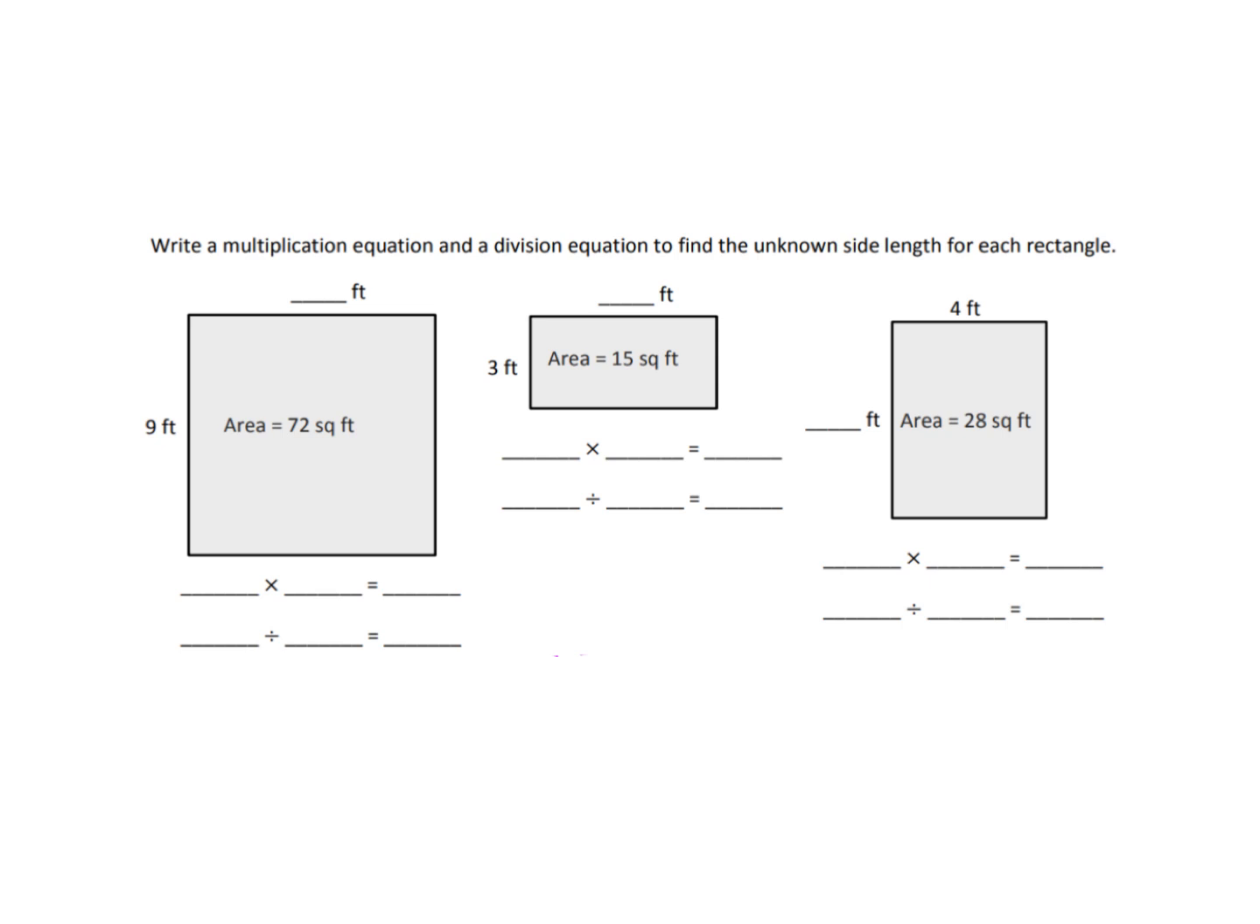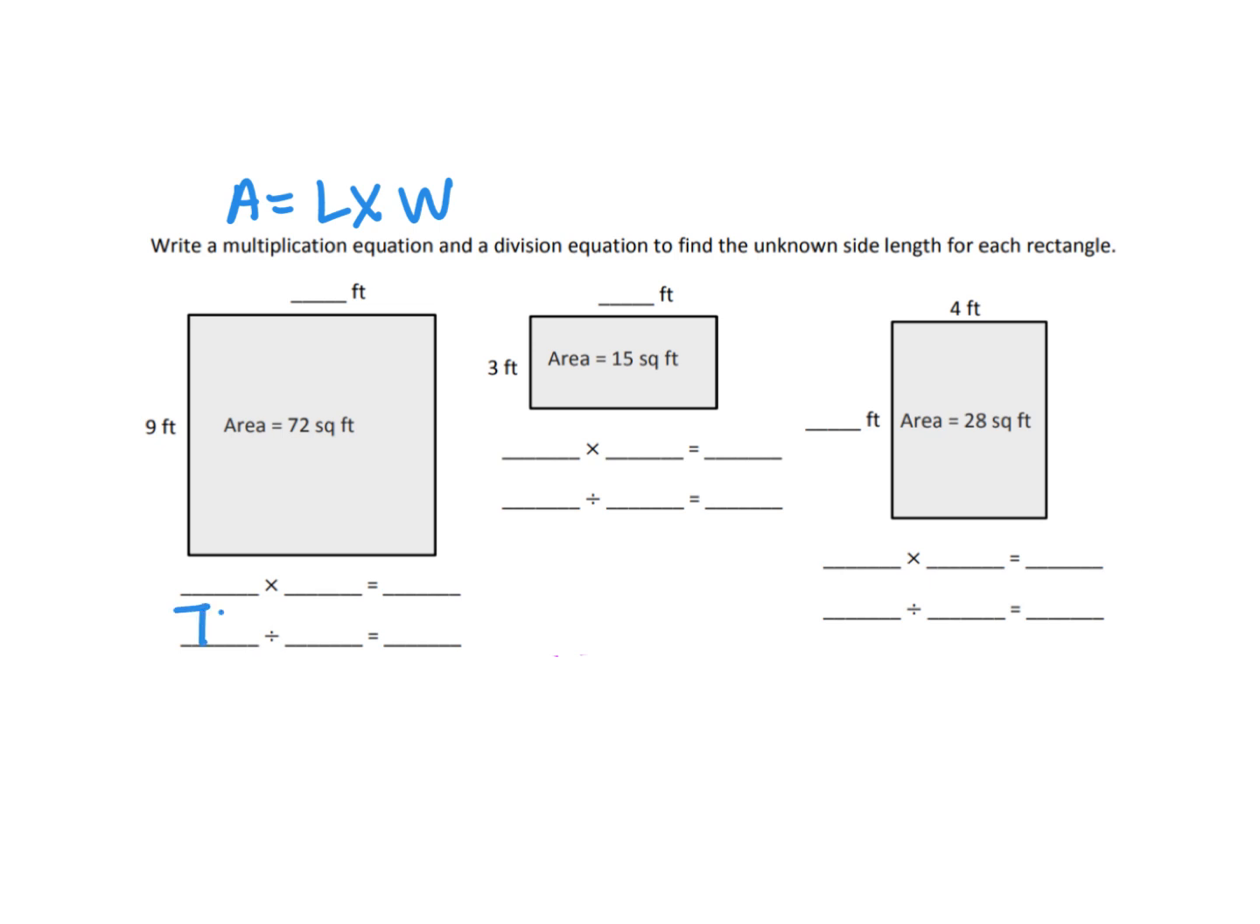Write a multiplication equation and a division equation to find the unknown side length for each rectangle. Now we know that area equals length times width. So if we already have the area, then we will have to divide to find the other length or width. For the first example, we know that the area is 72 square feet. So we will start with the division problem.